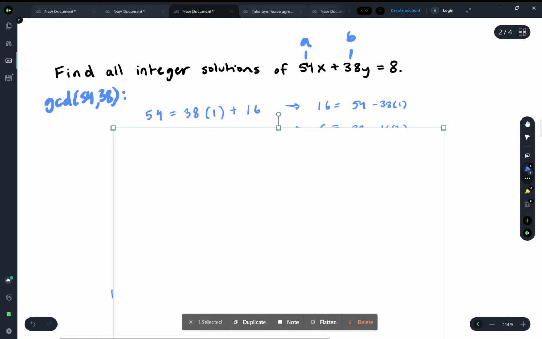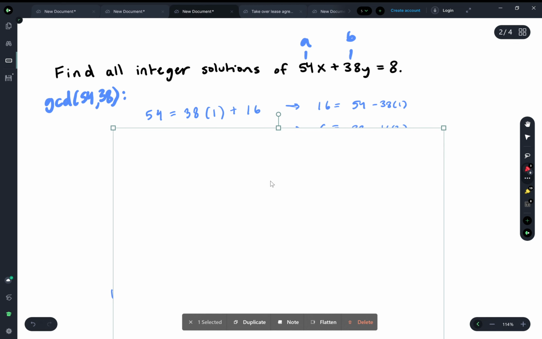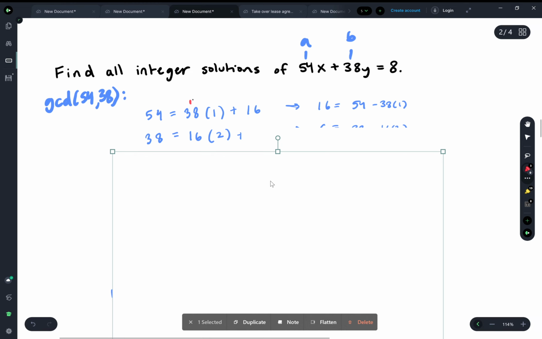Next, we want to write 38 in terms of 16. So we have 38 equals 16 times 2 plus 6, which is the remainder. And that is how you write 38 in terms of 16. And we can flip it around. We see that 6 is equal to 38 minus 16 times 2.